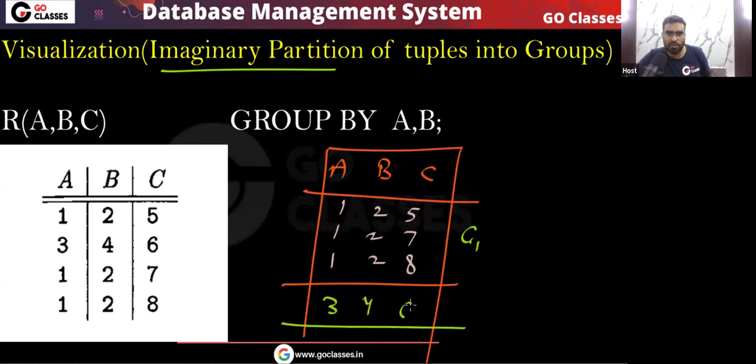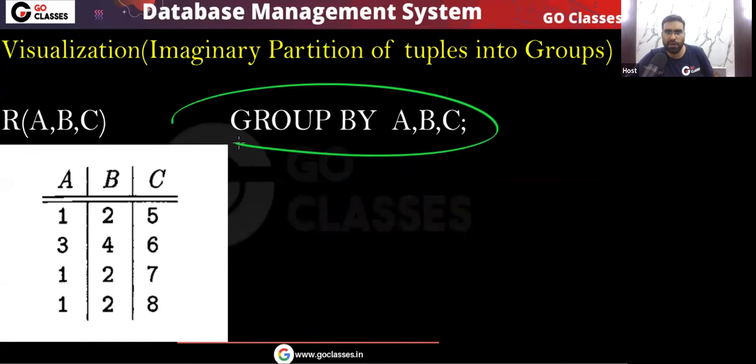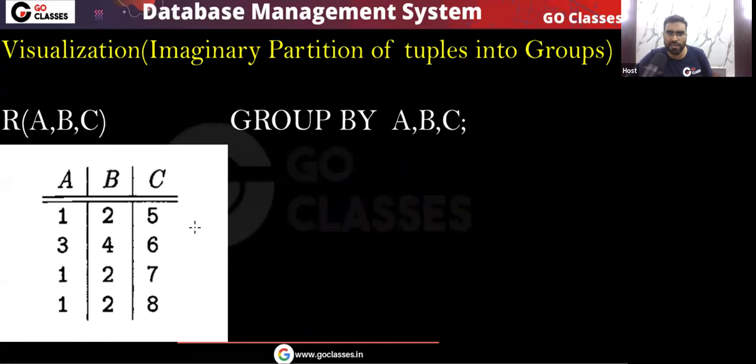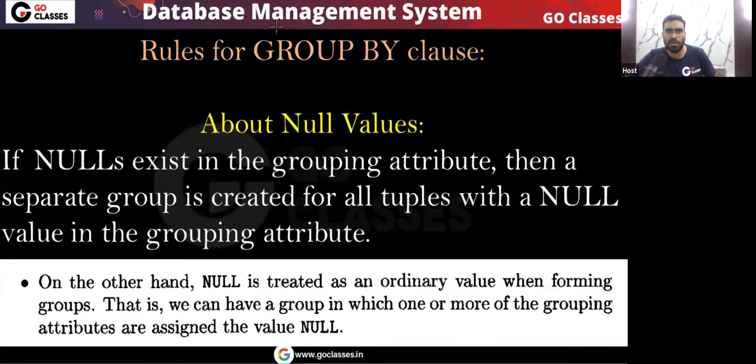Another group will have, okay, so this you can say G2. So two groups will be created, and so on. If I do group by ABC, how many groups will be created? Then four groups will be created. This is different, this different, this different, this different. So four groups will be created. Okay, very simple. Now let's move on.